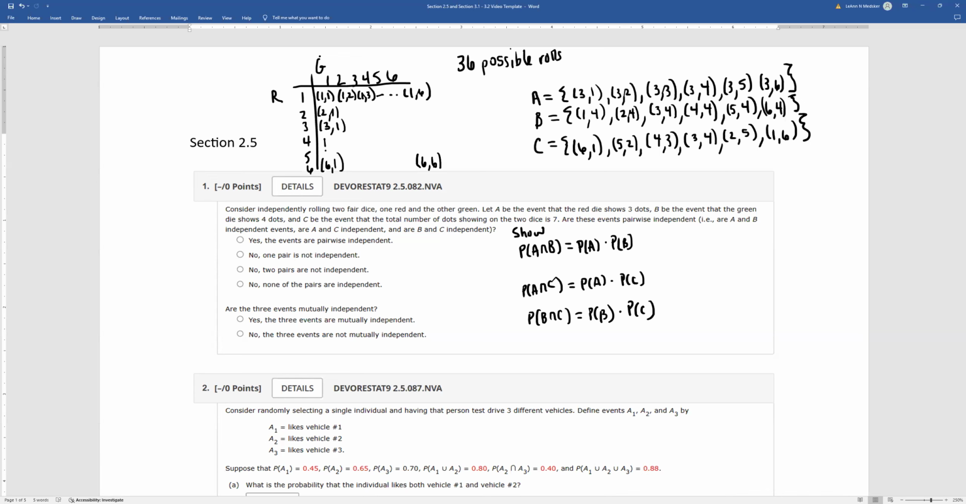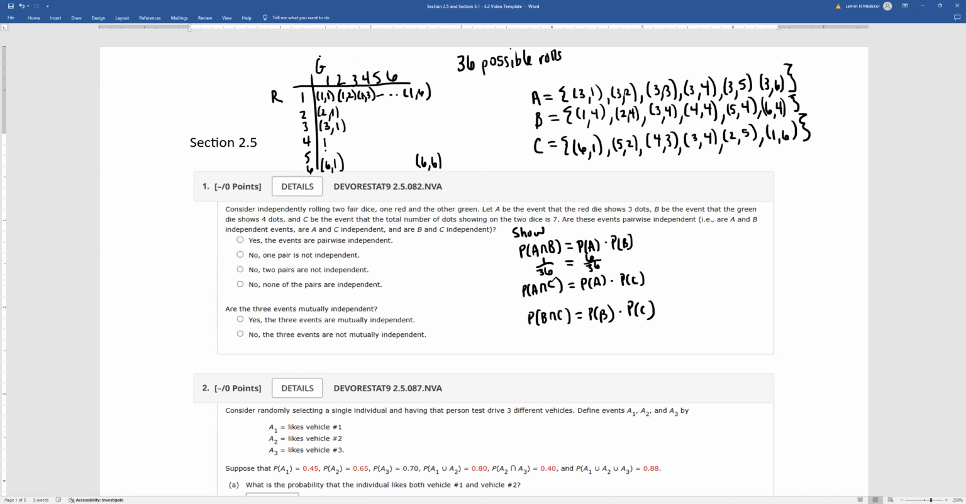So when we think about A intersect B, we can just count how many elements they have in common. If we look at this list, 3, 4 is the only one they have in common. Remember, there's a total sample space of 36 different rolls. So that'd be 1 out of 36. The probability of A would be how many elements are in A out of the 36. That'd be 1, 2, 3, 4, 5, 6.